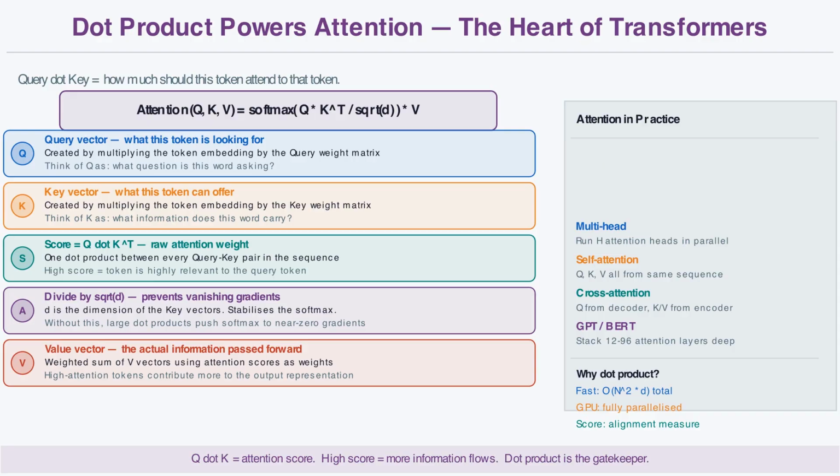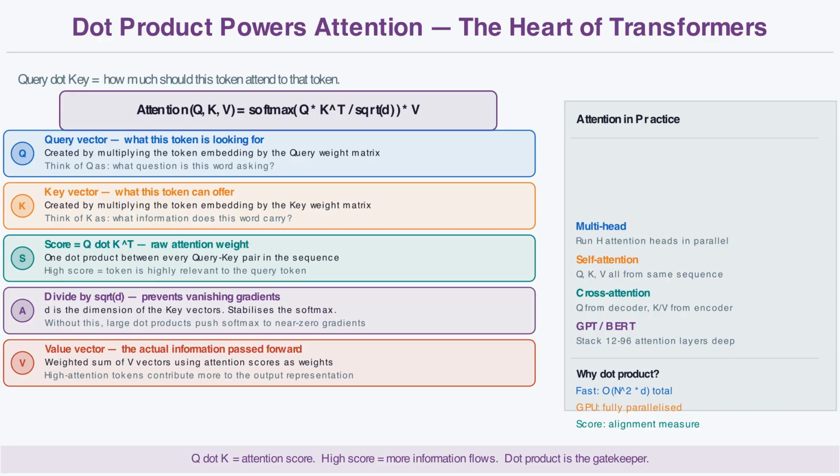To compute the attention score between two tokens, you take the dot product of the query vector of the first token with the key vector of the second token. A high dot product means those two tokens are highly relevant to each other. A low or negative dot product means they are unrelated. You then divide by the square root of d to prevent the dot products from getting too large in high dimensions, which would push the softmax into regions of very small gradients. The softmax converts the raw scores into a probability distribution, all scores sum to 1. Finally, you multiply by the value matrix to produce a weighted combination of values, where high attention tokens contribute more.